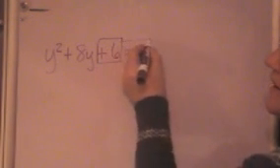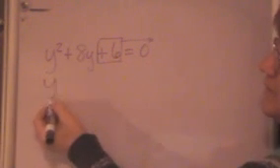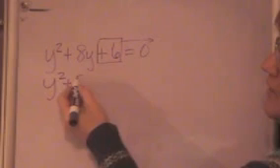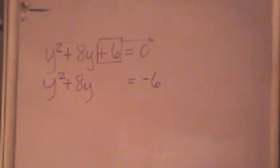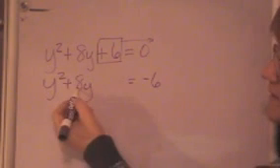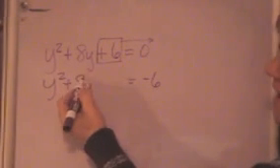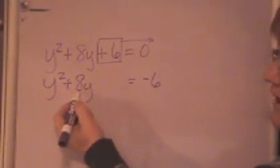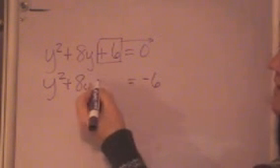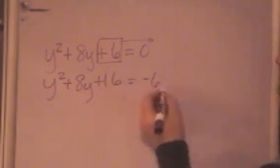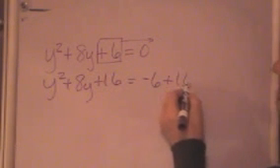So now I'm going to get the 6 onto the other side. So what's left over here is y squared plus 8y equals -6. Now to do this easily, all you have to do is take half of this coefficient, positive 8, square it, and get 16. Okay, and that's what you're going to add to both sides. And you're going to add it over here also.